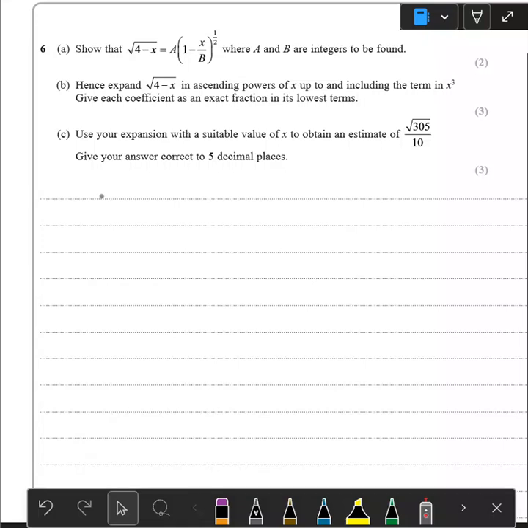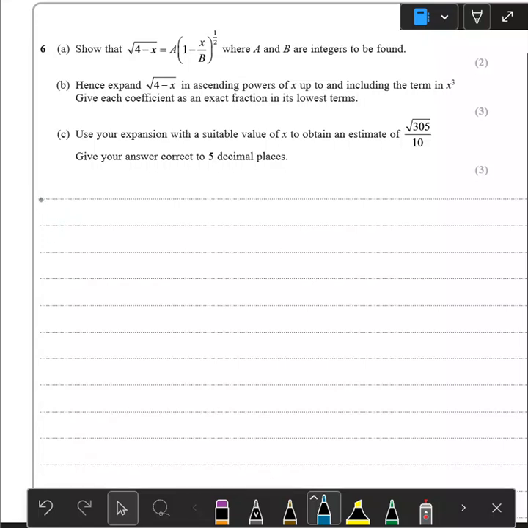Hello, this is SMS and this is question number 6 of June 2025, paper 1. This question is from the chapter of binomial expansion. And the first part of the question asks us to show that root over 4 minus x is equivalent to a(1 minus x/b) to the power half, where a and b are integers to be found.